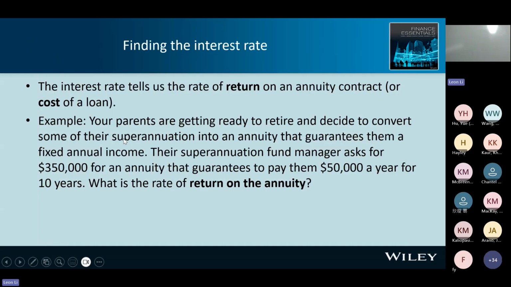So you can see the next topic is finding the rate, finding the interest rate. Again, let me show you the concept. In an annuity, we have 4 variables. Now we want to find I, the interest rate. Okay? So you can see why we have this issue, finding the interest rate.